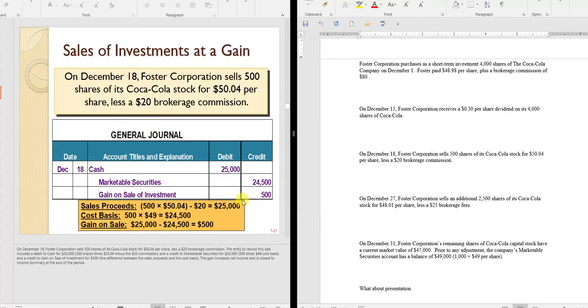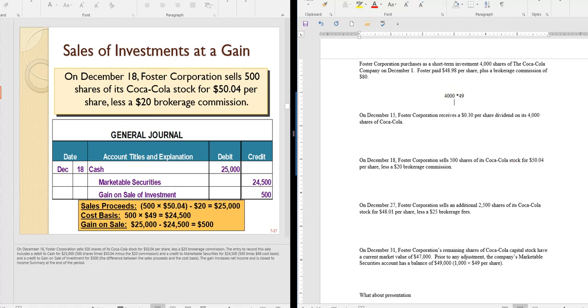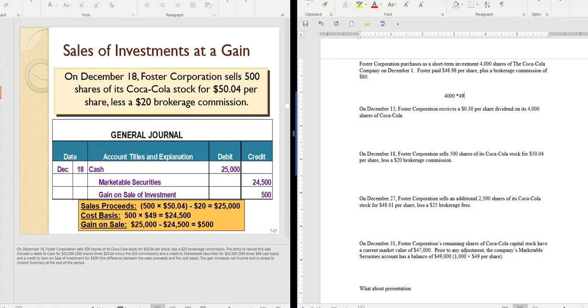Okay, so here's where we sell them. It is important to remember or have written down up here that we bought them for that $49 a share. So these were 4,000. Please write the journal entry. Don't just write what I'm writing down. Write down what is on this overhead. So we have 4,000 times $49 a share there. On December 18th, they sell 500 shares of stock for $50.40.